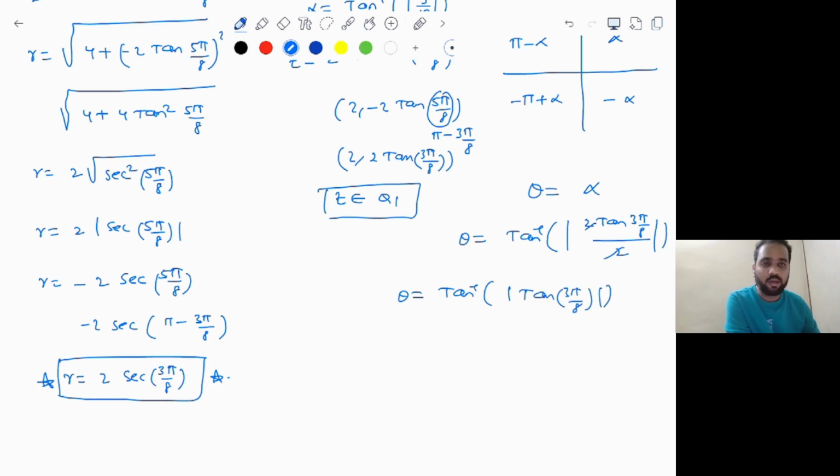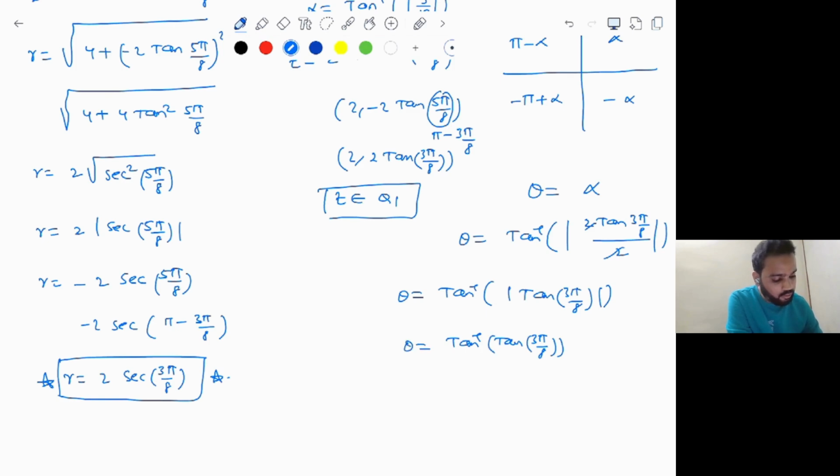But once again, here 3 pi by 8 is a first quadrant angle, as I told just now. If it is a first quadrant angle, it's a positive value. So you can directly write modulus of tan 3 pi by 8 as tan 3 pi by 8, because mod x is equal to x when x is greater than or equal to 0.